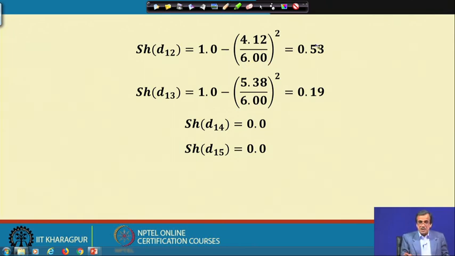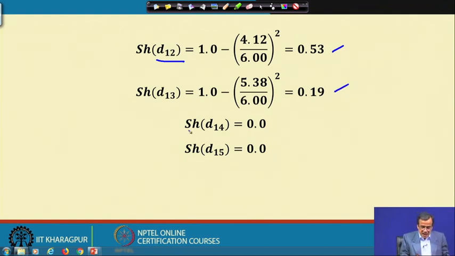So, we will have to use this particular expression to calculate the sharing between 1 and 2, and this will become equal to 0.53. Similarly, the sharing between 1 and 3, that is SH d 1 3, is nothing but 1.0 minus (5.38 divided by 6.00) square, and here once again the Euclidean distance between 1 and 3 is less than 6.00. So, we will have to use this particular expression, and this will become equal to 0.19.